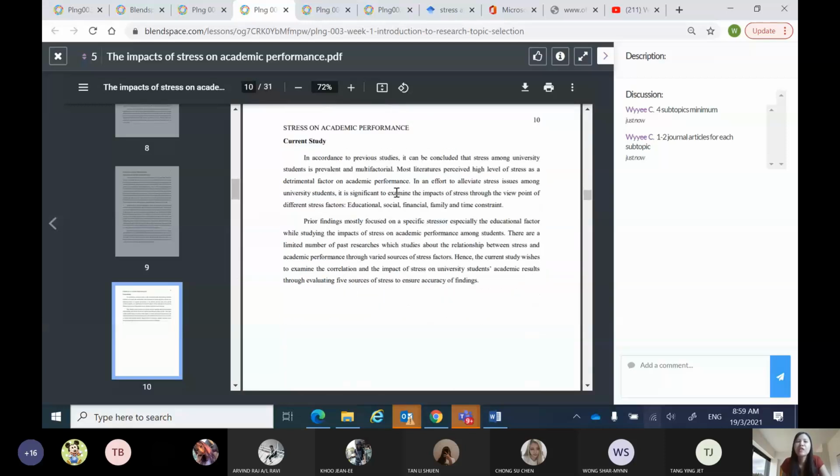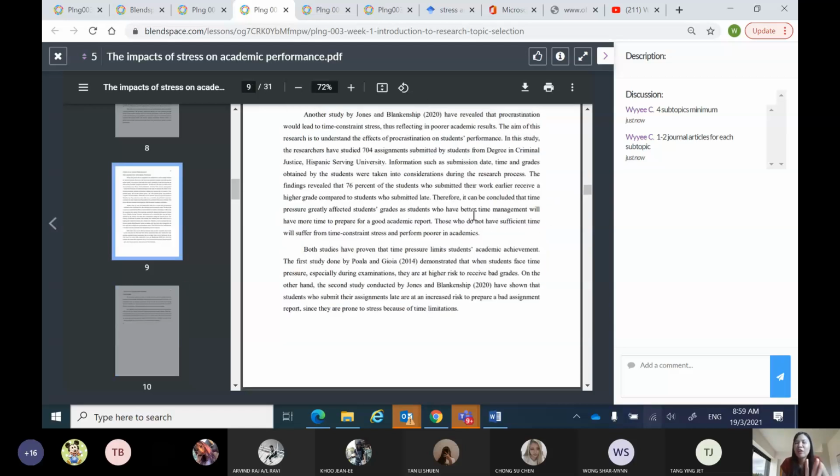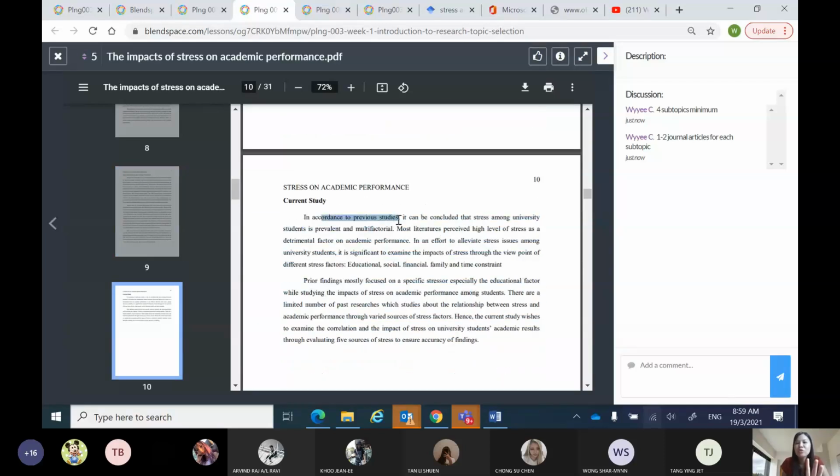Until the current study. When you reach the current study, what are you supposed to write? In the current study, you are going to write a summary of everything that you have written above, a summary of all the past studies. So in accordance with previous studies, it can be concluded that stress is prevalent and multifactorial. You summarize all the past studies you have reviewed, and analyze what it means. It is significant to study the impacts of different stresses, to alleviate the stress issue and solve this problem.